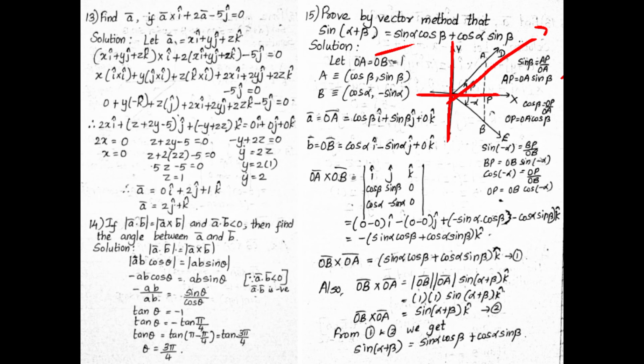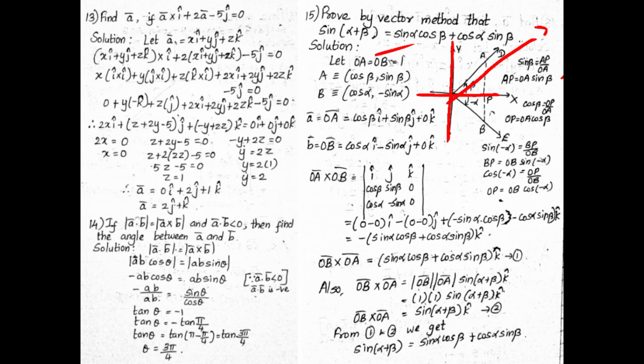Okay, then cos beta is equal to what? OP upon OA. Then OP is equal to cos beta, right? So point A is what? Cos beta and sin beta. Now similarly we find out the point B.